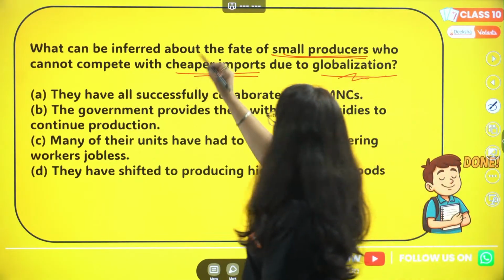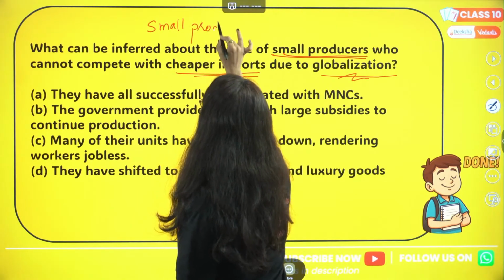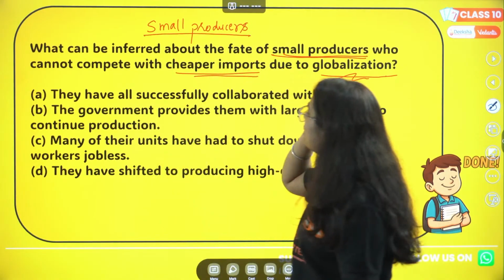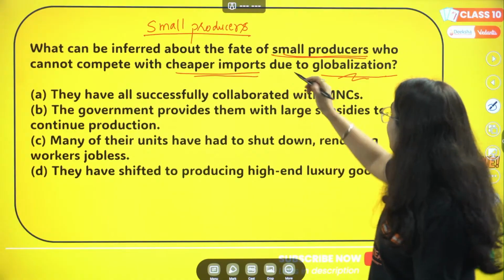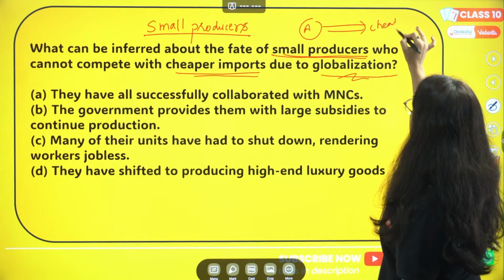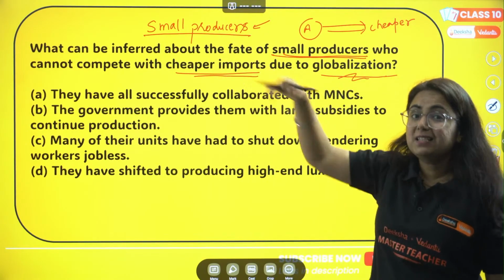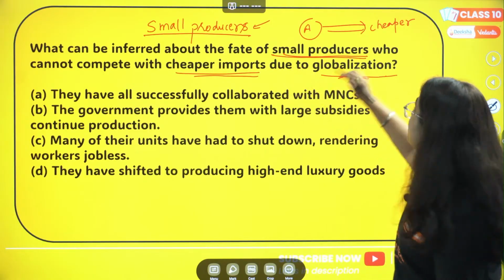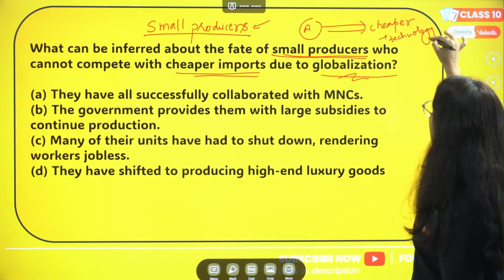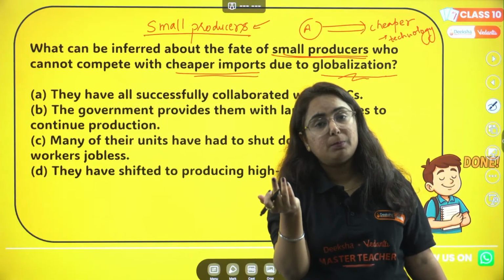The question is, there are certain small producers in a country. They are very small producers living in village areas, making handicraft products or something else. Now cheaper products from another country are coming to your country. These people are working everything with their hands, hence their prices are a little higher in comparison to items made by technology and machines. So what are you going to buy? The cheaper products. Now what happens to the small producers?